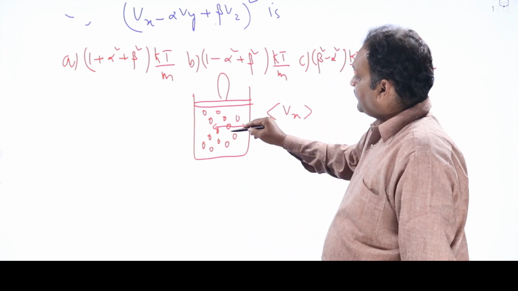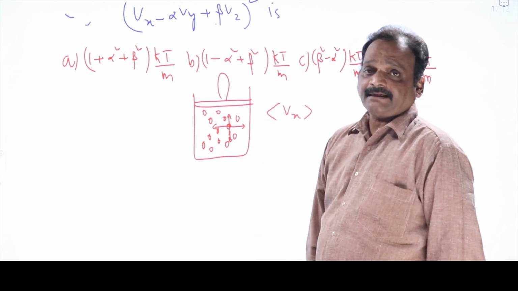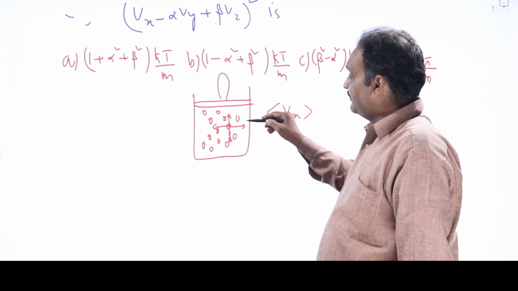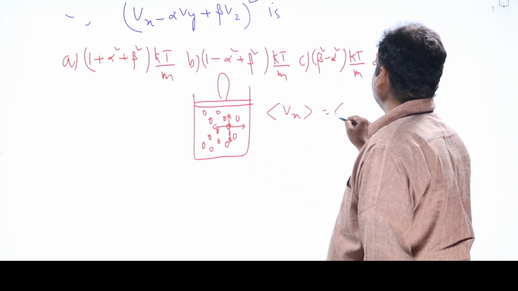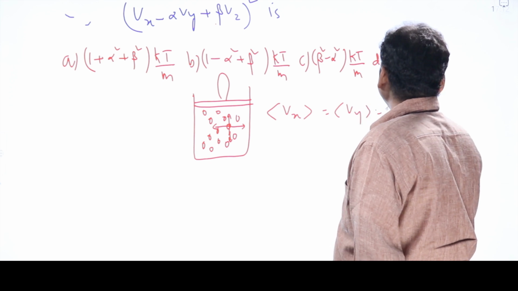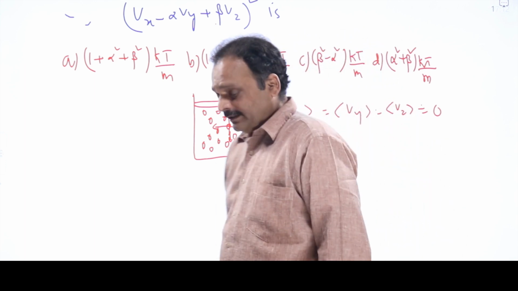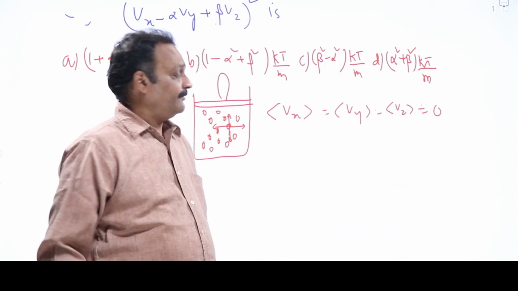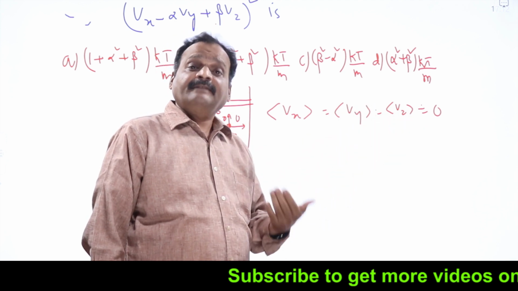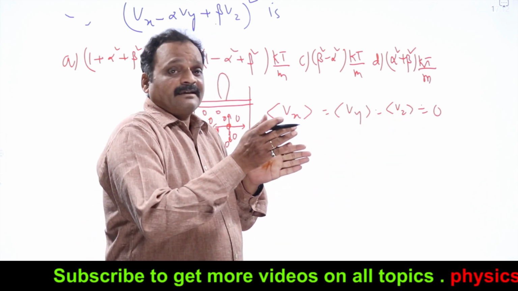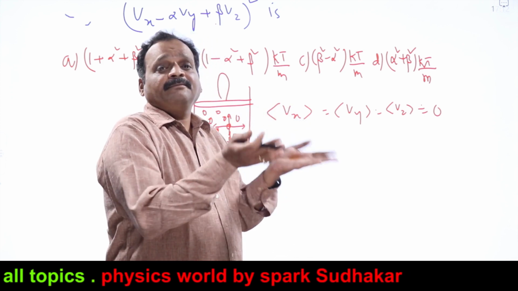Similarly, the probability for the molecule to move up along the y direction or down along the y direction is also the same. So the average value of Vy, and similarly the average value of the z component, is zero. So average Vx equals average Vy equals average Vz equals 0. The expectation value of the x, y and z components of velocity will be 0, because velocity is a vector quantity. When it is moving towards right, I'll take it as positive; when it is moving towards left, I'll take it as negative. So the average value will become 0.